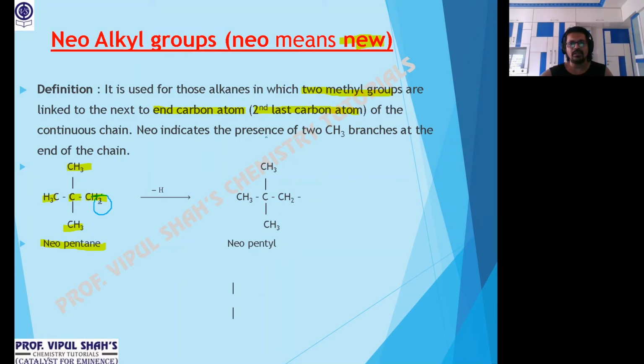Other way to put it here. One way I can say the second last carbon is attached to 2-methyl, or I can say the second last carbon, that is this one, this carbon is attached to four other carbon atoms. So it's neo. And total how many carbon? 1, 2, 3, 4, 5. Pentyl with one valency short. So it's neopentyl. Clear? Let's talk with examples.